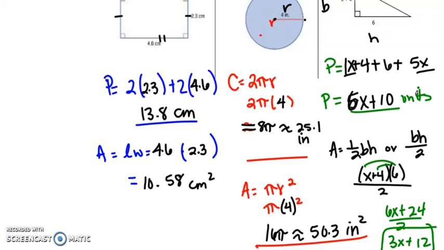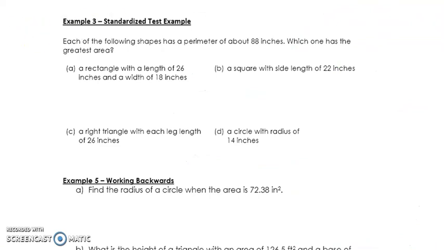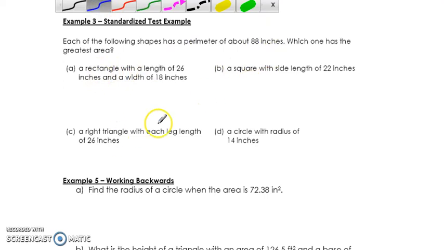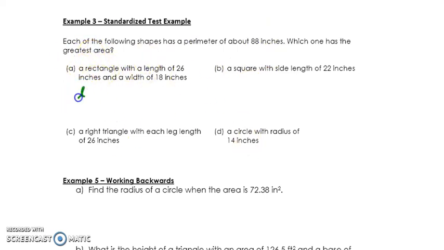So then on our next page here, we're going to calculate. We know the perimeter for all of them is 88, but we want to find the area of each of these and see which one's the greatest. So for a rectangle, you can try this on your own and then click play and check. So 26 times 18, so that's 468 inches squared for that area.